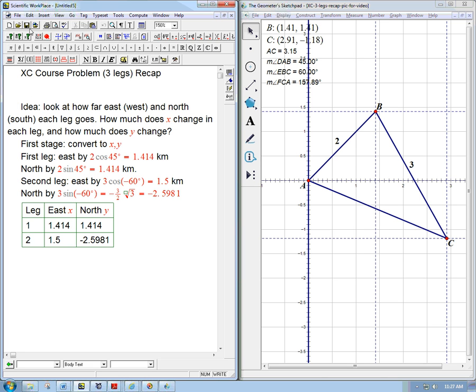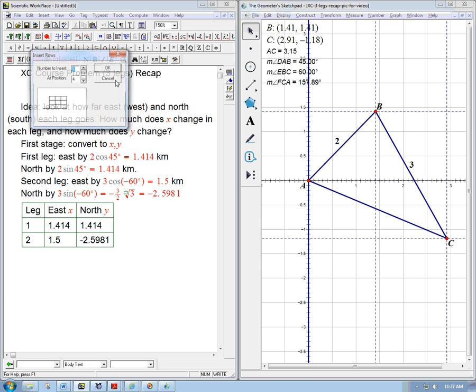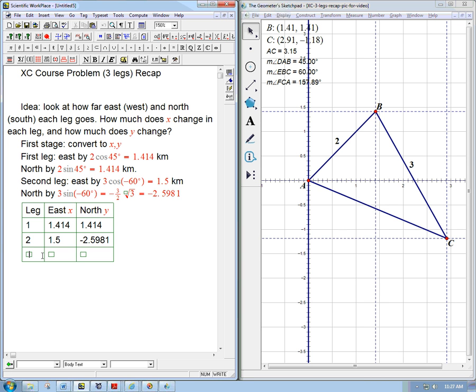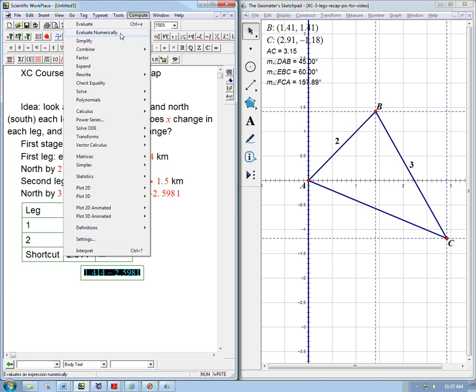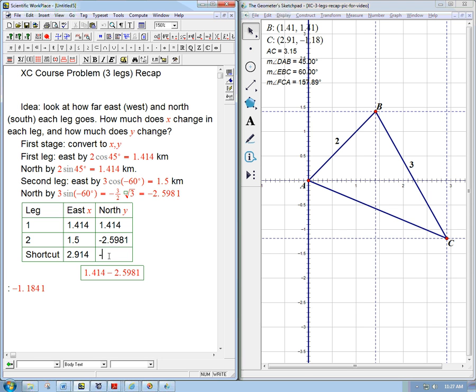And so let me just actually insert one more row at the end here. Okay. So the shortcut, one way to think about it is if I want to go directly from home base to the end of the second leg and just shortcut this thing, it's just going to be the sum. 2.914, and I don't know if I trust myself to do that directly. Let's see. 1.414 minus 2.5981. That's going to be minus 1.1841. And so that gives me the coordinates of this point.